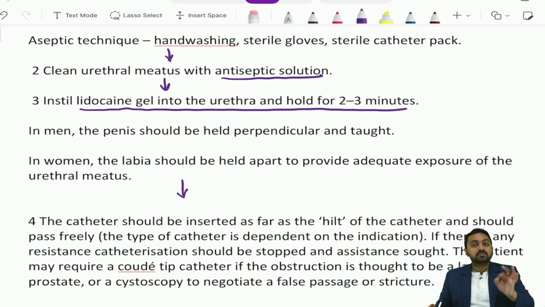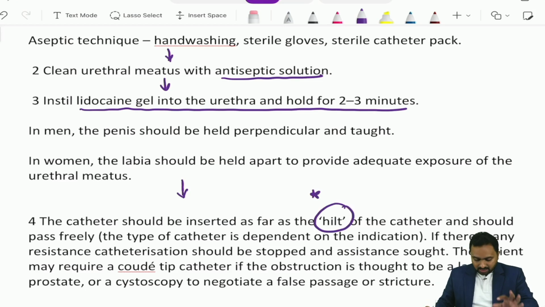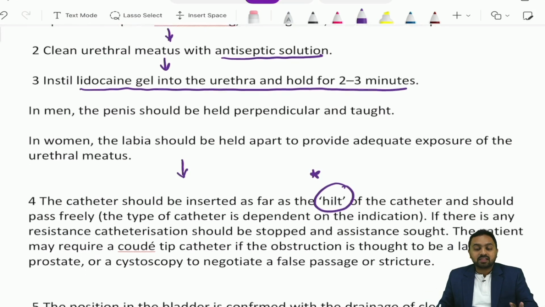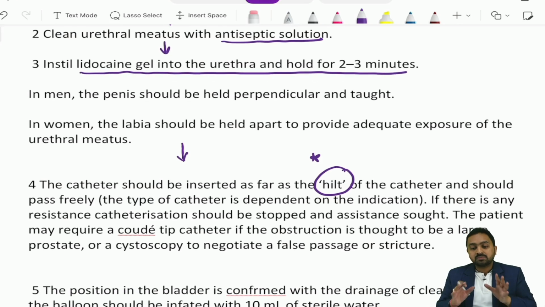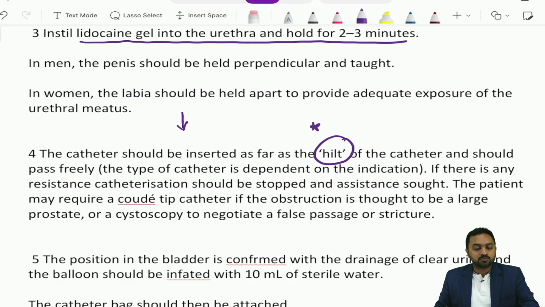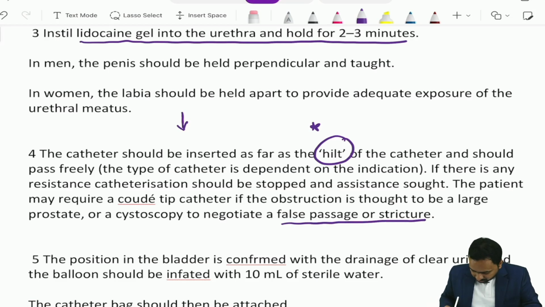Now the catheter should be inserted as far as the hilt of the catheter and should pass freely. The type of catheter is also dependent on the indication. If there is any resistance to catheterization, it should be stopped and assistance sought. The patient may require a Coude tip catheter if the obstruction is thought to be a large prostate, or a cystoscopy to negotiate a false passage or stricture.